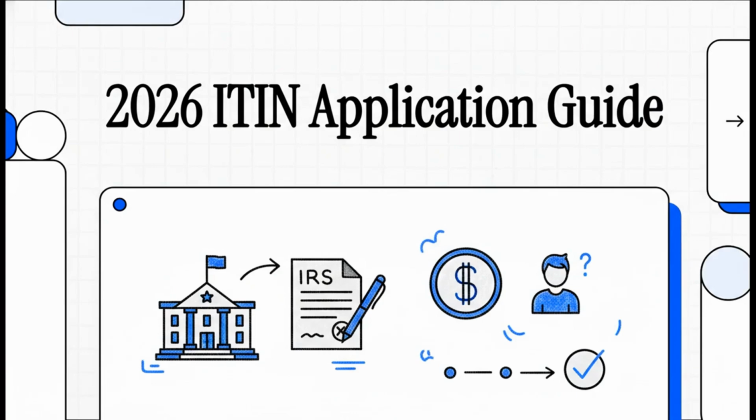All right, let's talk about navigating the US tax system when you don't have a social security number. In this explainer, we're going to break down exactly how you can get your own Individual Taxpayer ID Number, or ITIN, for 2026. Let's get right into it.